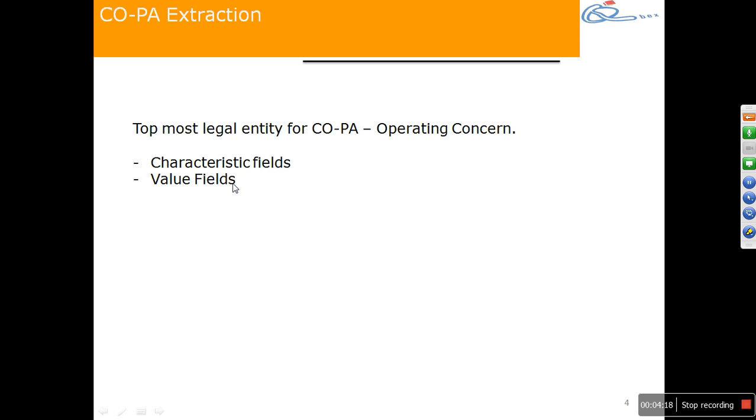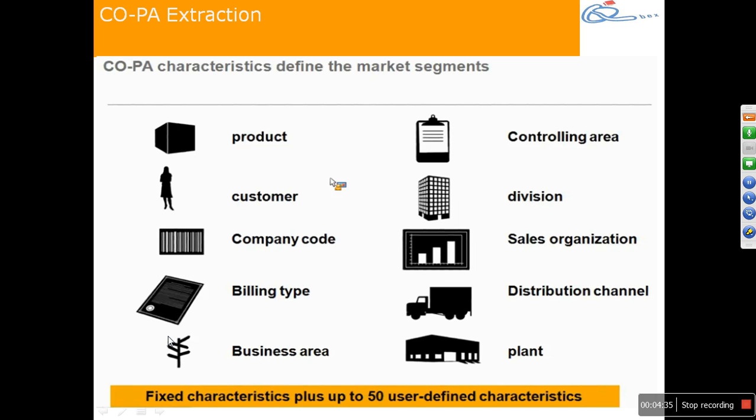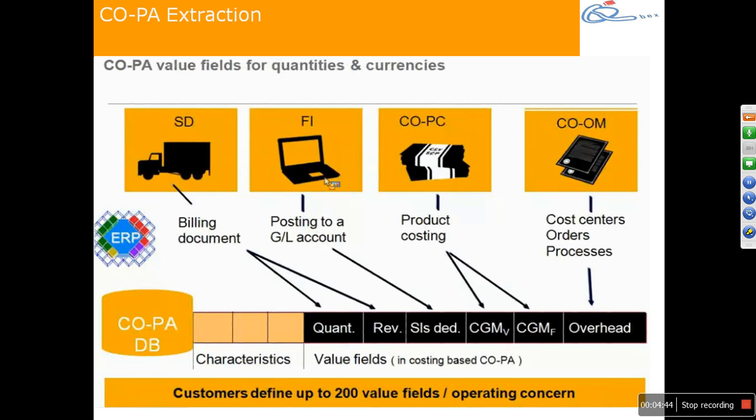Do you understand what characteristic fields are? In our BW, characteristics, and value fields are like key figures. See it like you will have an operating concern, then under the operating concern you will have a controlling area, and under the controlling area they will have all the legal entities. Characteristics could be anything like product, customer, company code, billing type, controlling area, only characteristics. And you can have value fields like quantities, revenue, sales distribution, overhead, contribution margin, anything. All are measures.